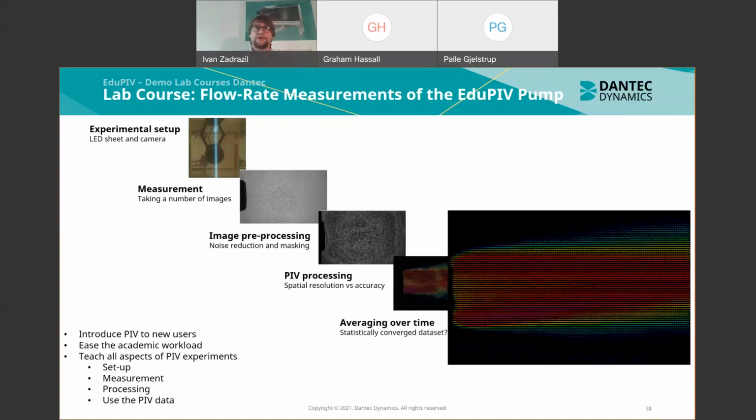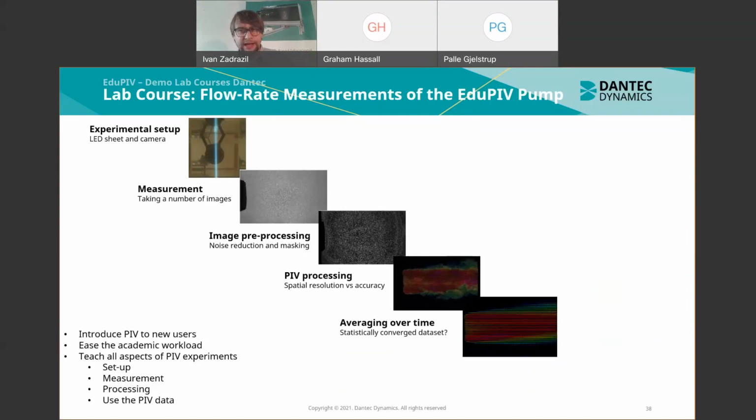In the next step, in order to get a flow rate, we do some statistics. In this case, it is averaging over time. So we generate a time-averaged velocity vector map. And the question here is, did we actually acquire enough images to have a statistically converged data set? And this is also what the students can check.